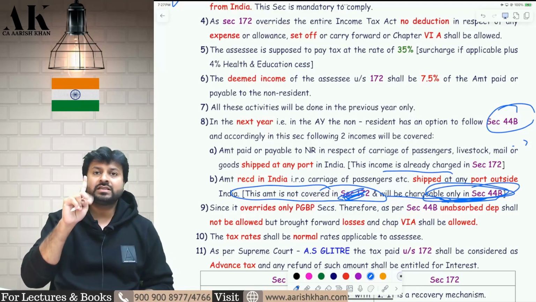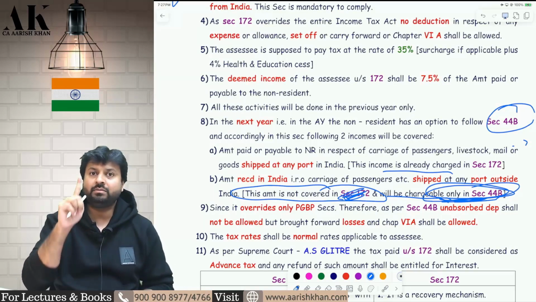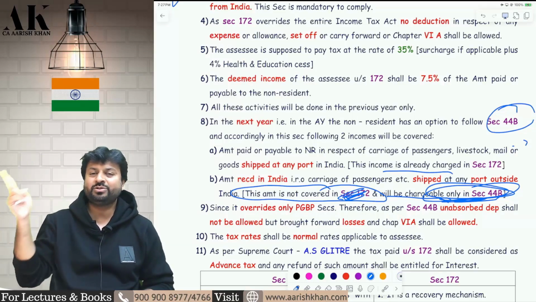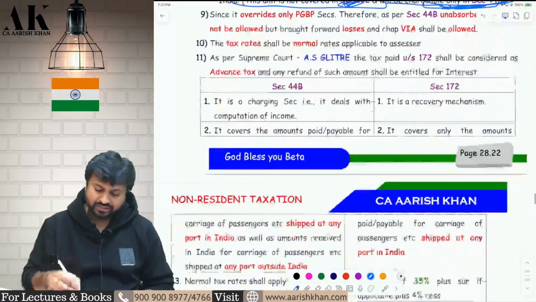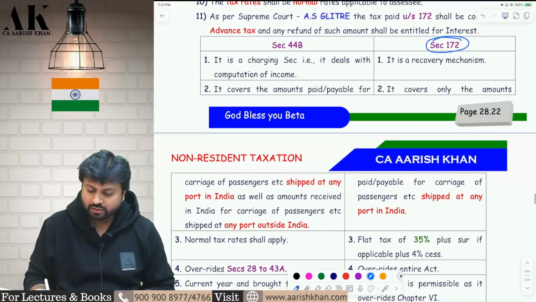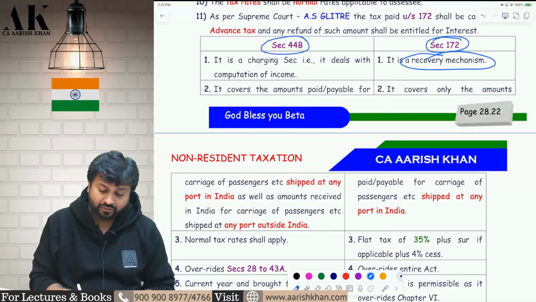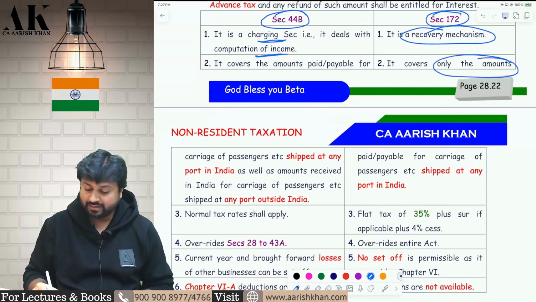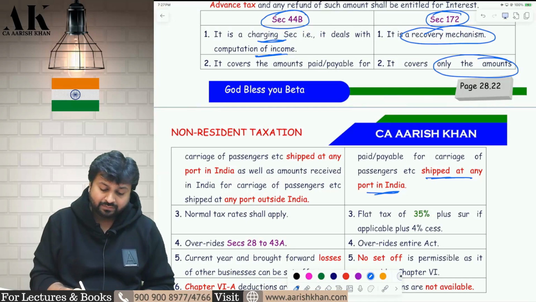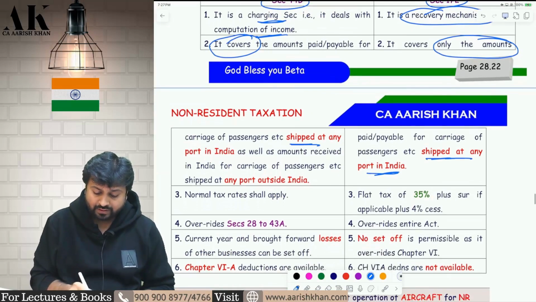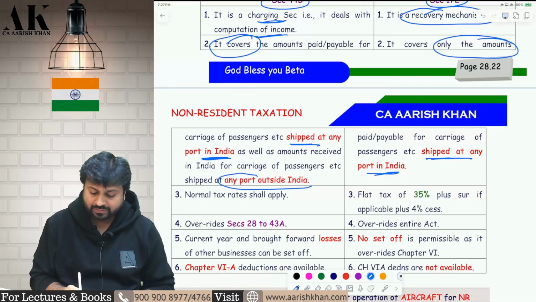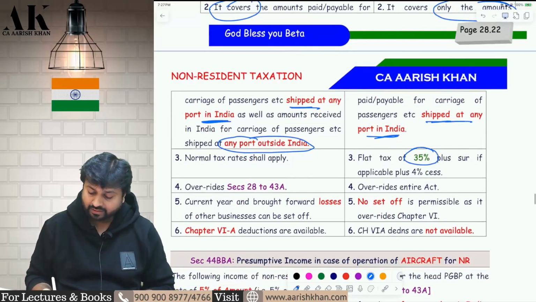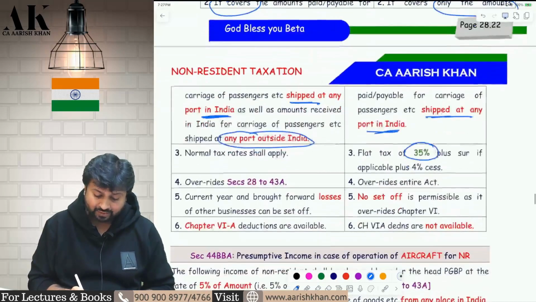So 44B covers two incomes. One is common to 172 and one is not common to 172. Then I have put some distinction between the two. 172 is the recovery mechanism and 44B is the charging section for computation. 172 only covers payment where goods are shipped at any port in India, but 44B covers two types of payment: where the goods are shipped at any port in India and also shipped outside India, Singapore to Dubai, Dubai to Singapore, with money received in India. In 172 you will apply a 35% flat tax rate, and in 44B you will apply the normal tax rate.